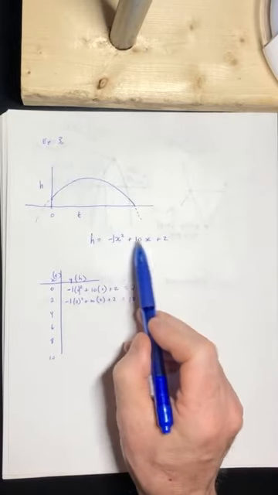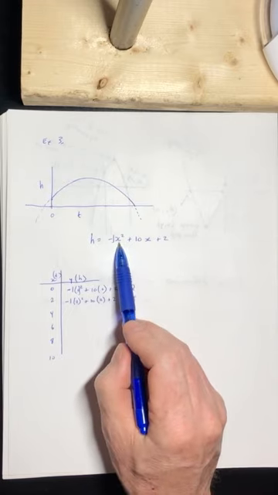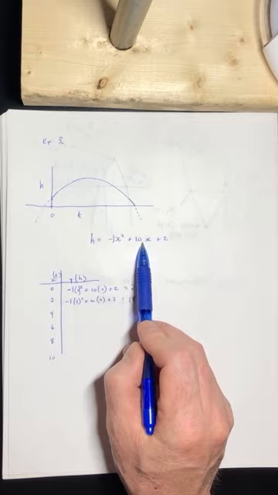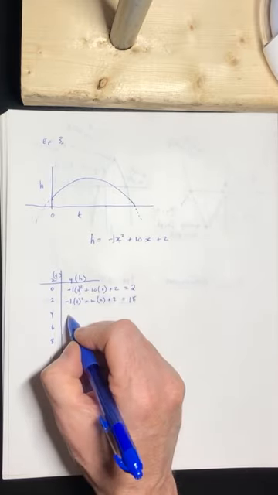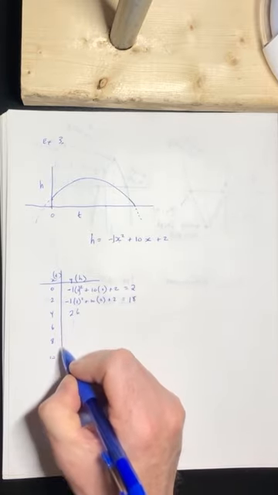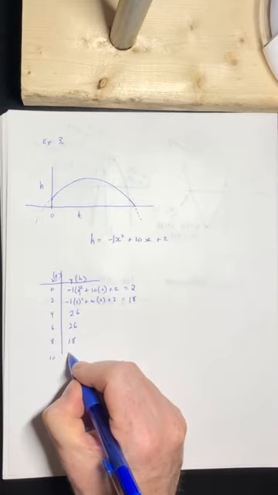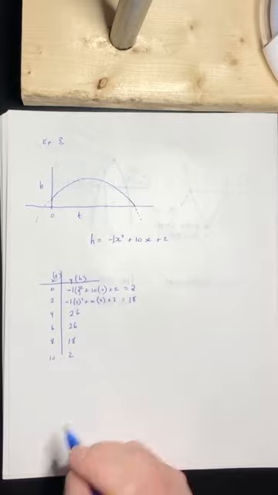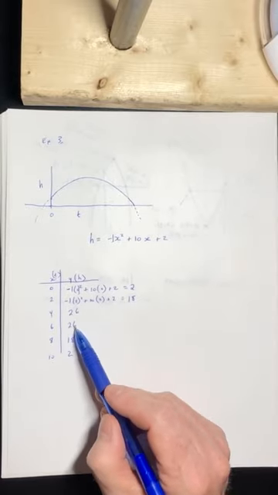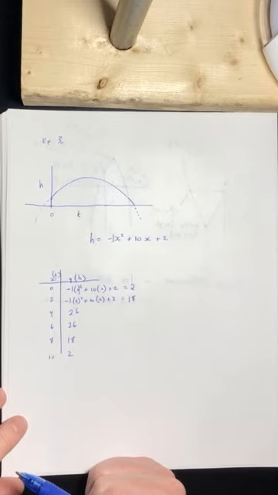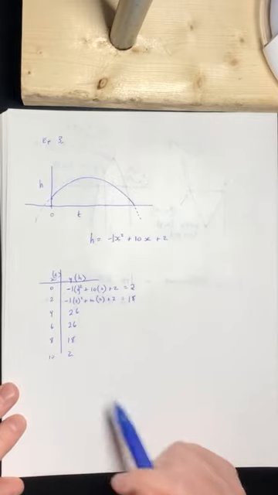And when I sub 3 in, 3 squared is 9, times negative 1 is negative 9, plus 30, plus 2, we get a value of 26. This would be 26, 18, and 2. And you can see a pattern here. We got 2, 18, 26, 26, 18, 2. That makes sense. We know that our parabola is symmetrical. So there's our table of values.